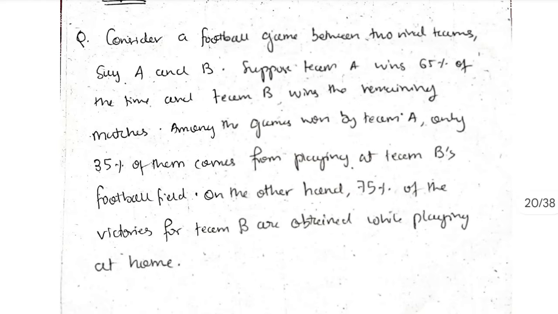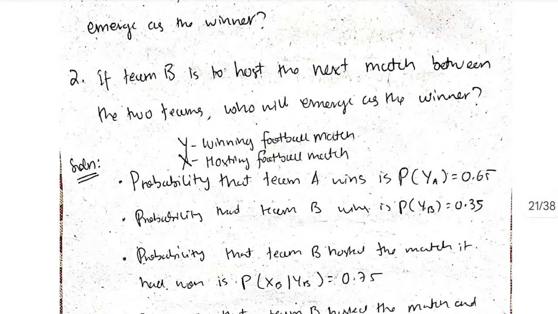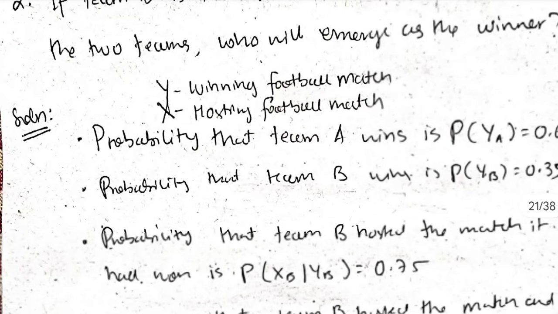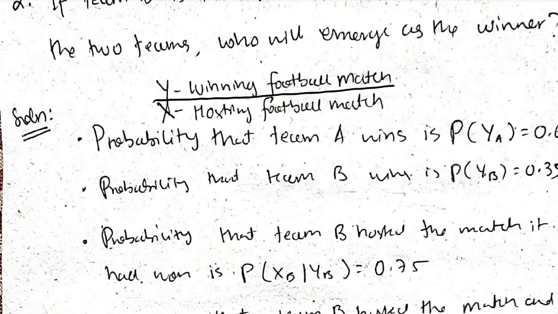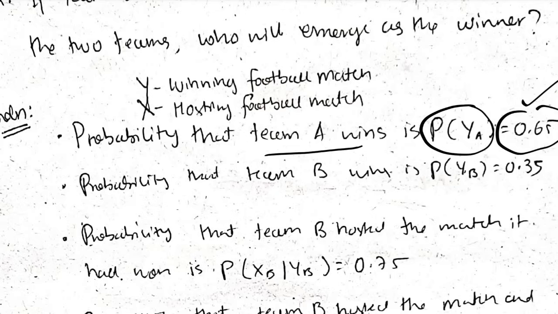All the values are also given here. You need to just find out what is the values given. Let's have a look at that. Y is the winning football match, X is hosting football match, two events. Probability that team A wins is P of YA, which is 0.65, that is given to us. 65% of the times A wins. Probability that team B wins is 35%, obviously 1 minus 0.65 is 0.35.